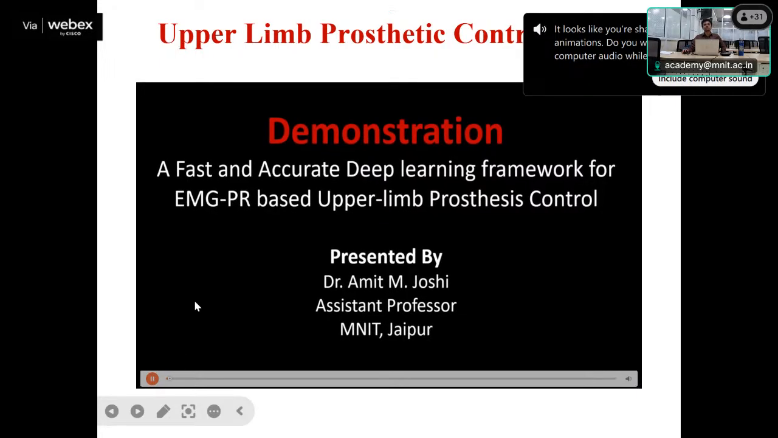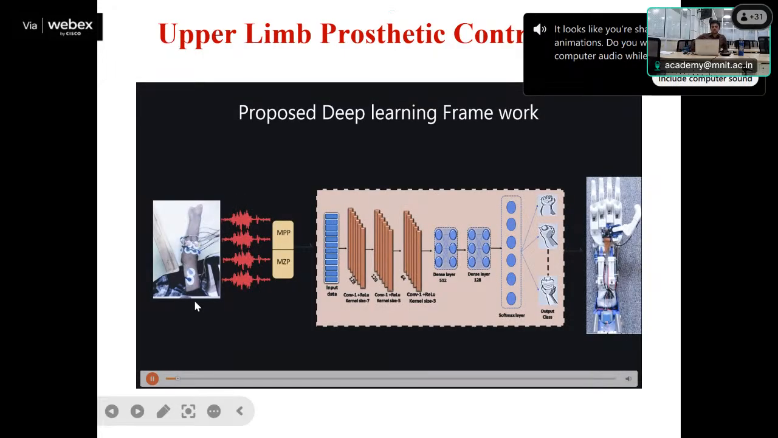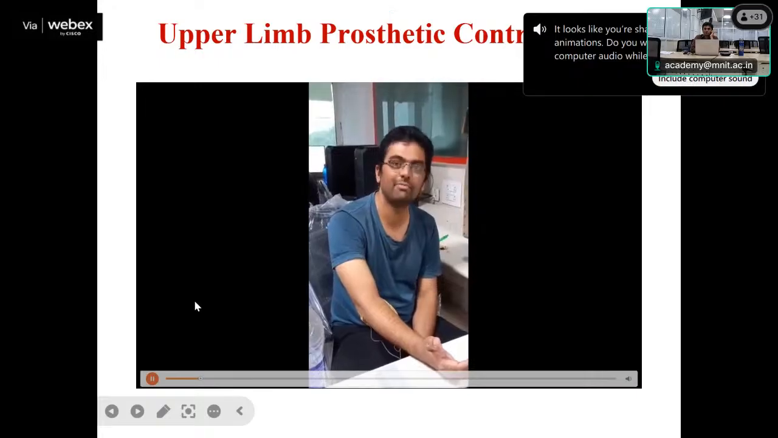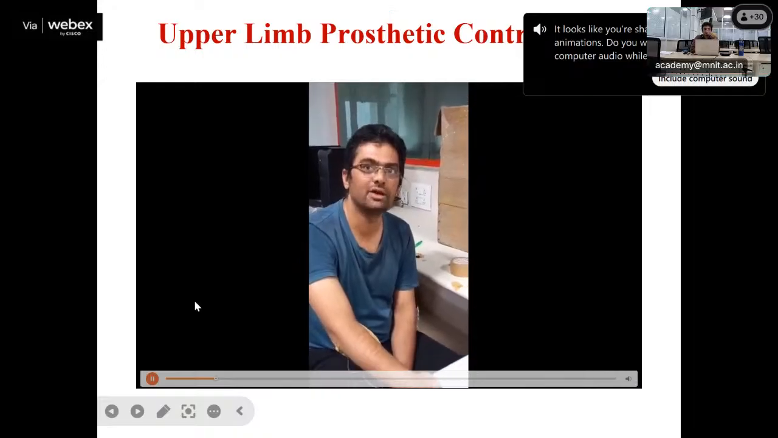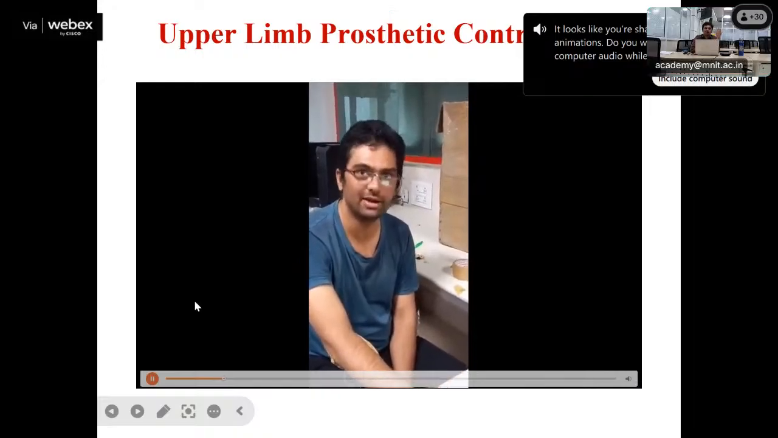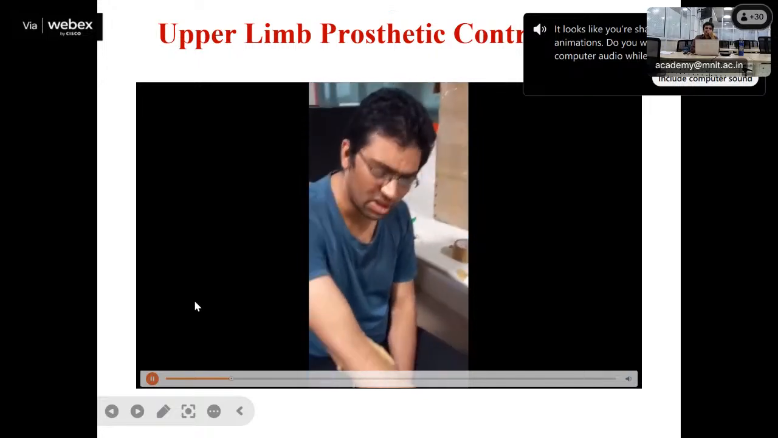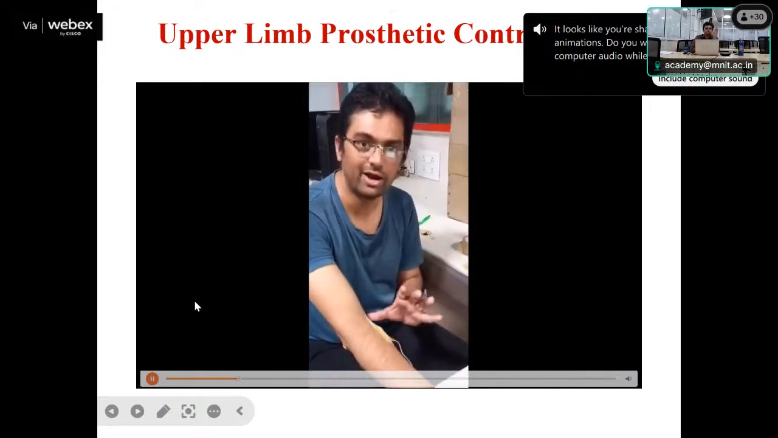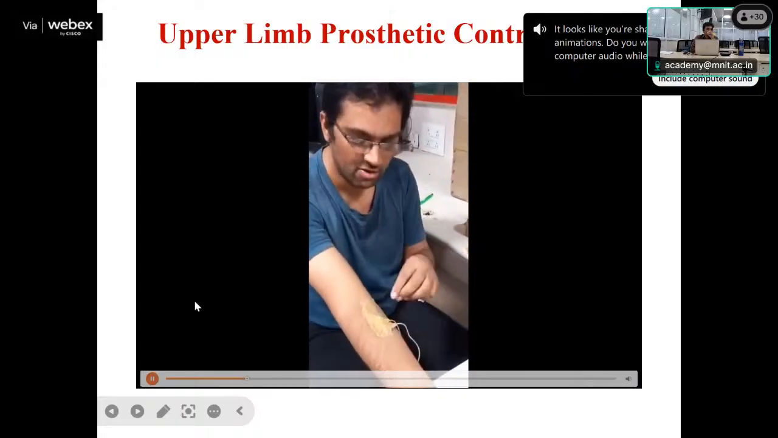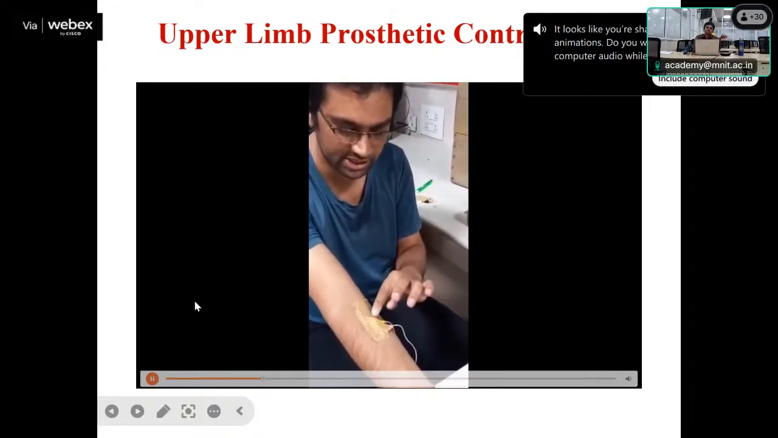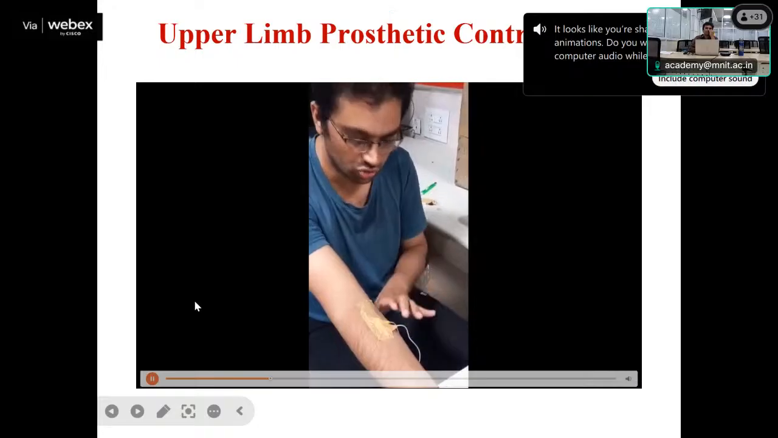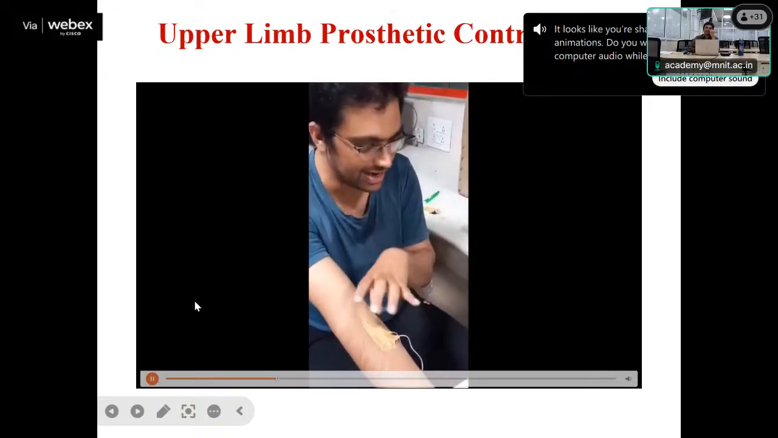If you observe the video, we have developed a deep learning framework where the robotic arm is being controlled by the brain. This is the subject. I have used a healthy subject, myself, because to do experiments on amputees we require ethical clearance, and it would be very difficult. So we have done the experiment on ourselves. You can observe that some electrodes are placed on my forearm, and the signals are being captured from there.